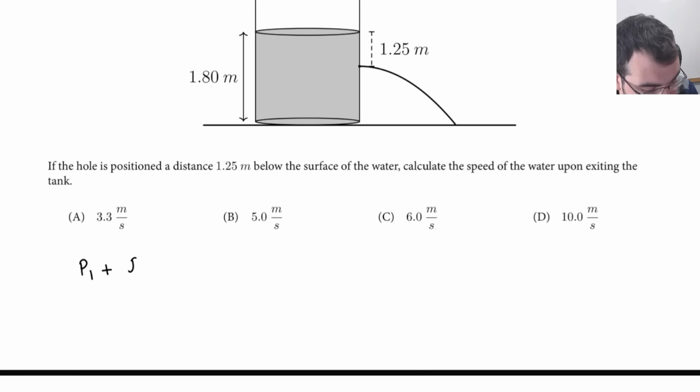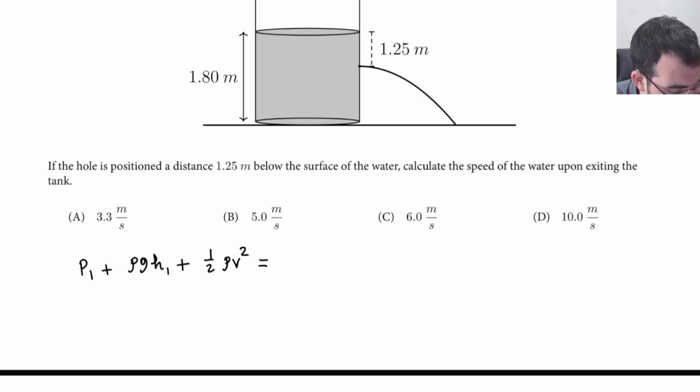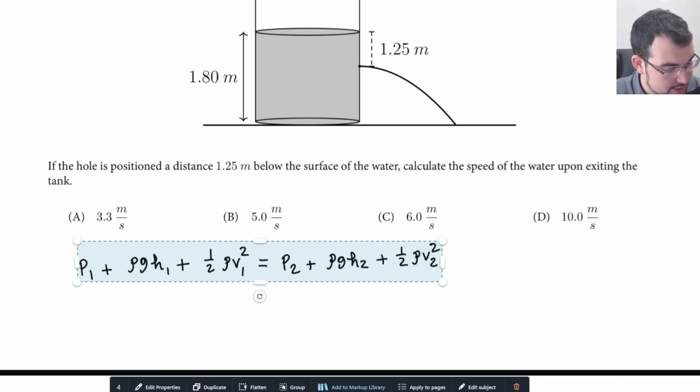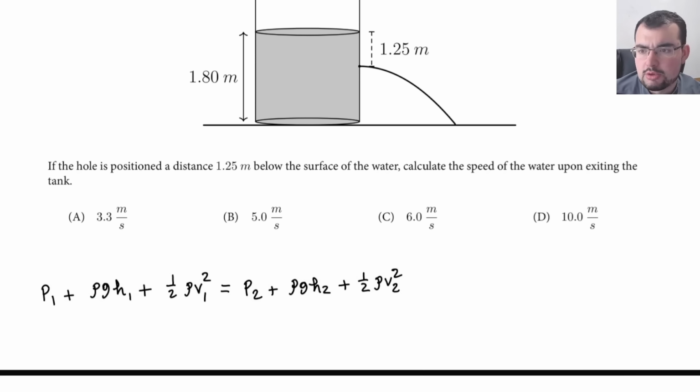the pressure plus rho g h plus 1/2 rho v squared is a constant. So we just take these terms at both times. Now, if you know Torricelli's theorem, you can get this done quite quickly because you'll see that we get a pretty good result out of this.